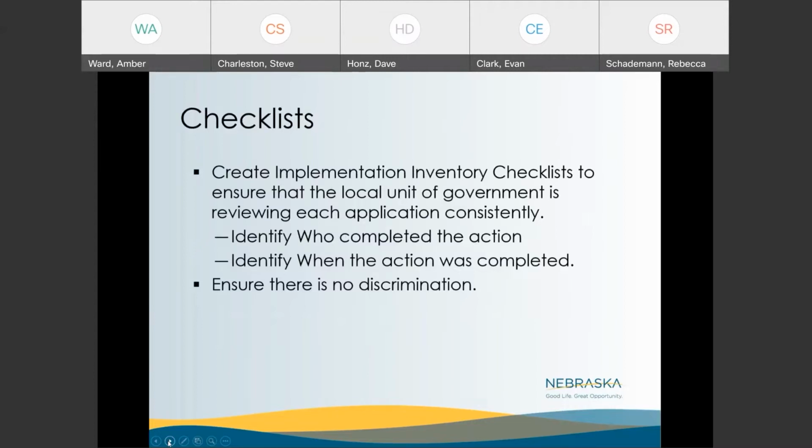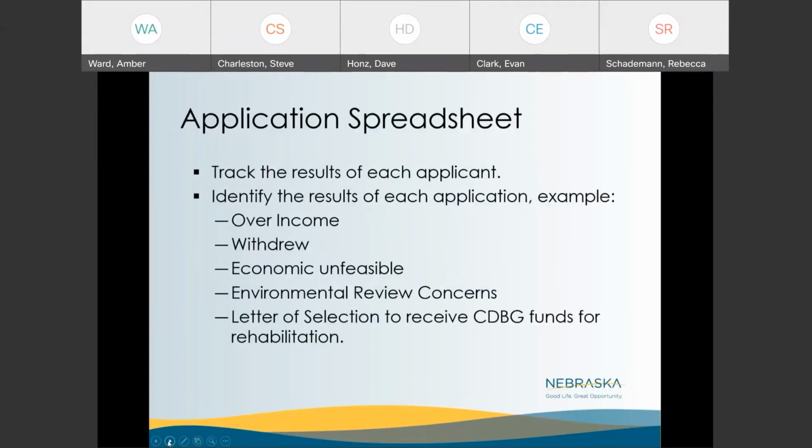You'll also want to create a checklist to ensure that the local unit of government is reviewing each application consistently. You'll identify who completed the action and when the action was completed. You'll also want to make sure that there's no discrimination involved in your project.